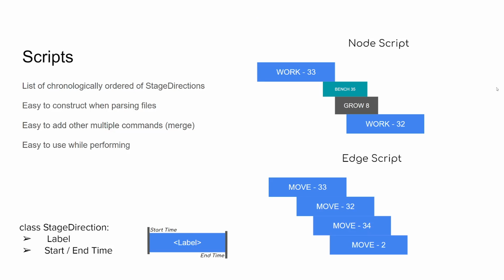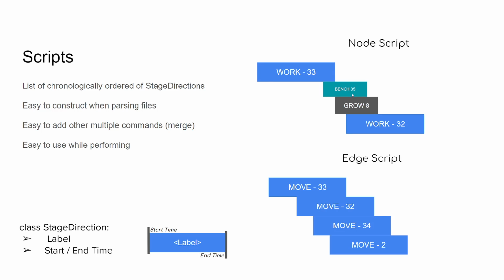One of the data structures was a script, and that was a list of chronologically ordered stage directions. Stage directions are just a very simple container class. They have a label, a start time, and an end time. And so the scripts just kind of look like stairs. So it's really easy to construct these when parsing the files. The files are chronological, so the scripts are chronological. It was easy to merge together different commands.